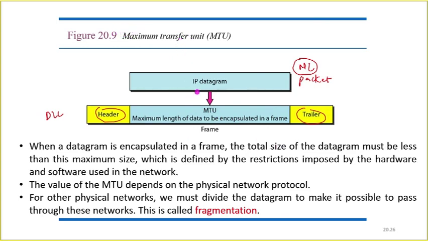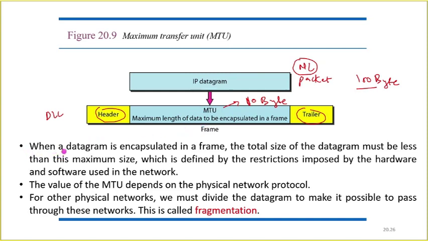So whatever data packet comes to the data link layer, suppose its size is 100 bytes, but the MTU here is only 10 bytes. It means the frame can only accommodate 10 bytes, so it will break the packet into different frames, or different fragments. The individual fragments will come out and then be processed at the data link layer.